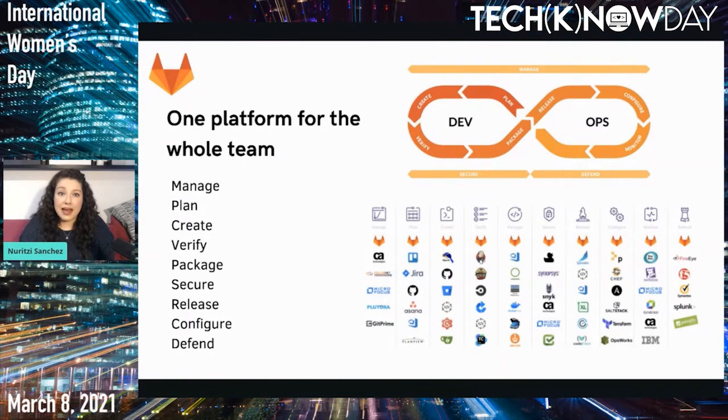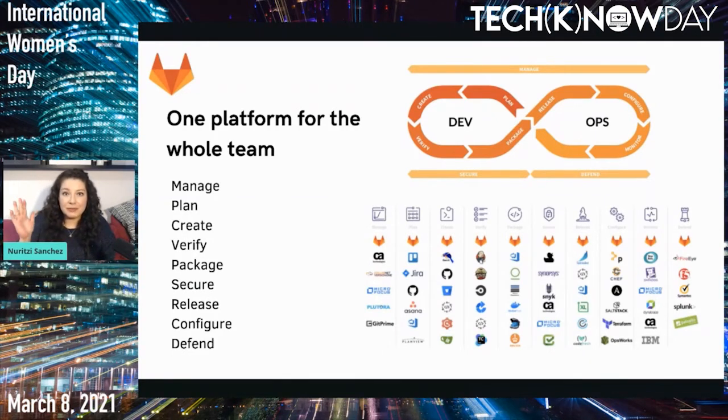And the first thing that I want to highlight is that GitLab is meant to be a platform for all stages of developing software or for just making a project happen. That involves different stages, including managing, planning, creating, verifying, packaging, securing, releasing, configuring, and defending your project or your software. And so here I've included an image of the software development lifecycle and the different stages and how GitLab maps to other products that you may have used to develop software.